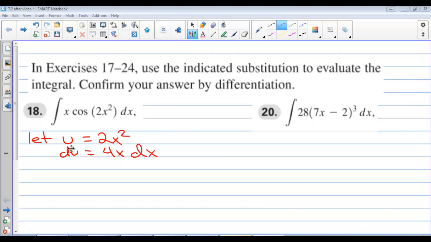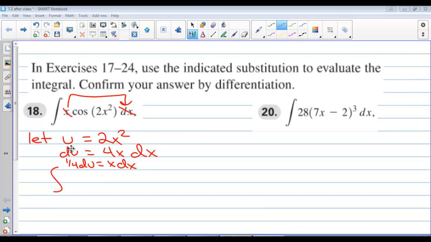Now we don't have a 4x dx. We have an x dx. Now this is multiplication, so the order doesn't really matter. I don't have 4x dx. I have x dx. So we have 1/4 du equals x dx. And that's why all we need is a multiple of it, because whatever we don't have, we just get it to the other side.